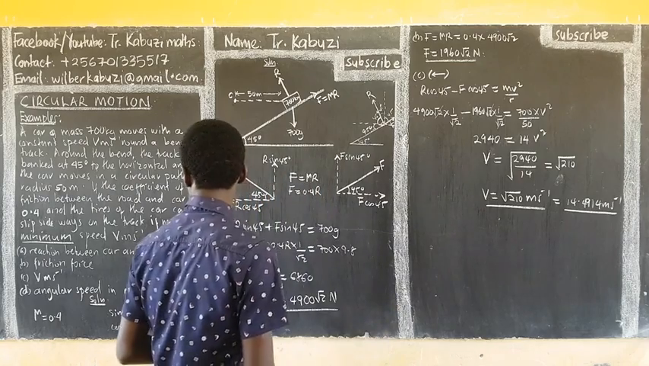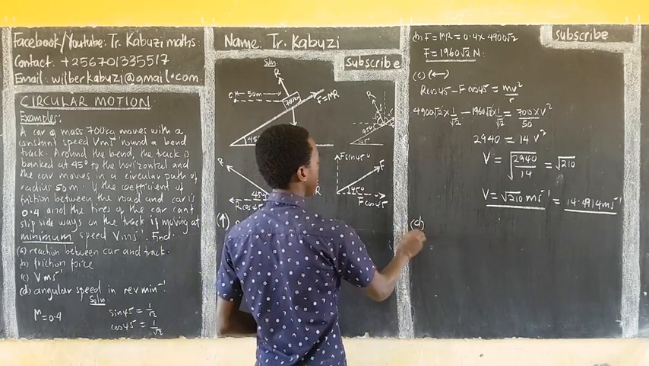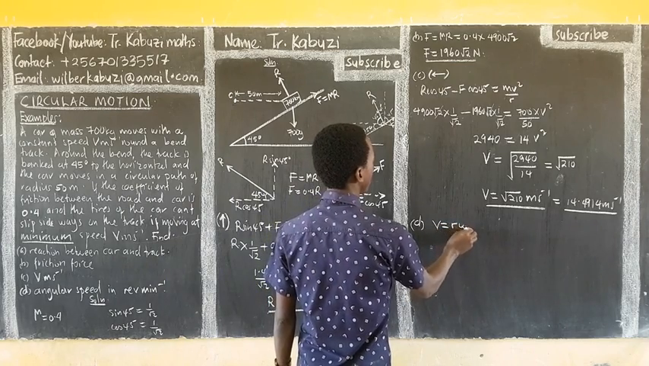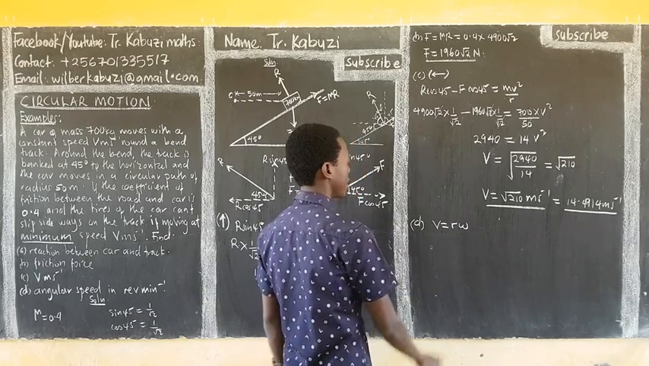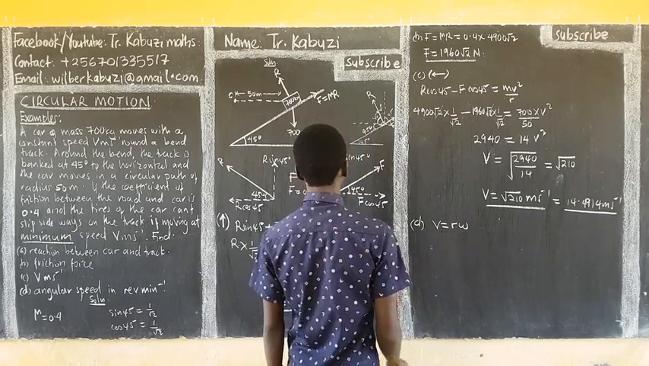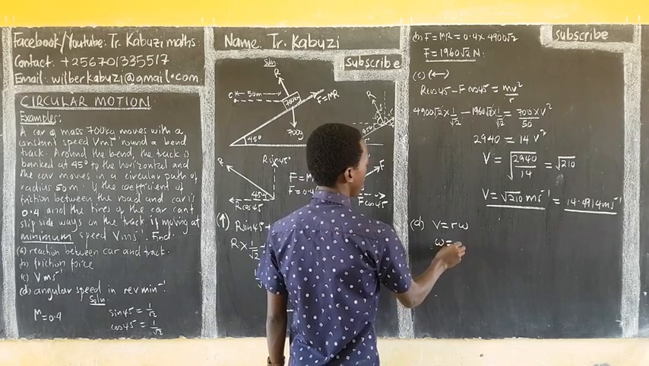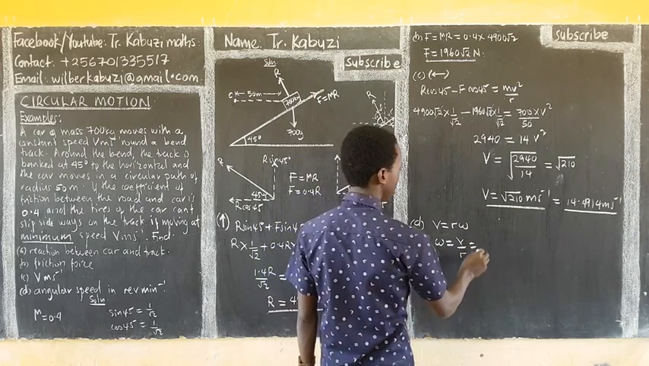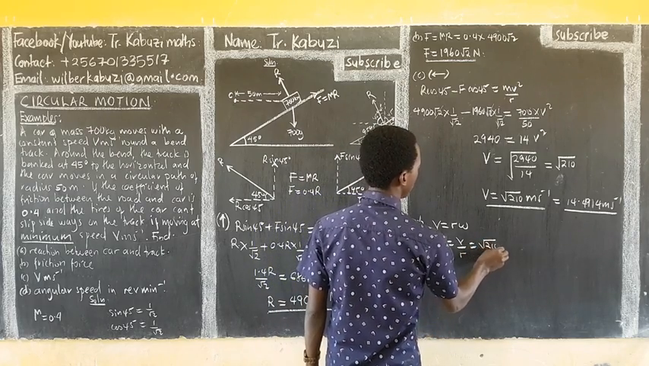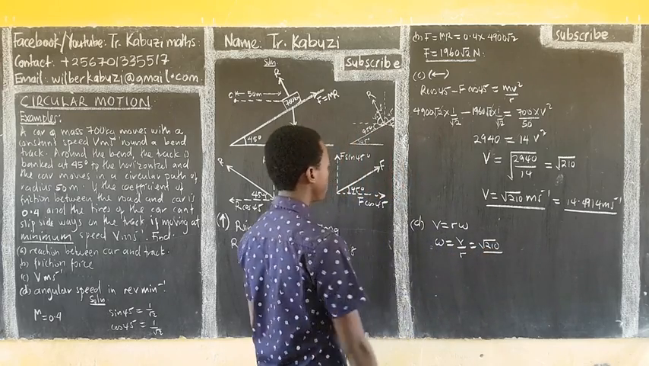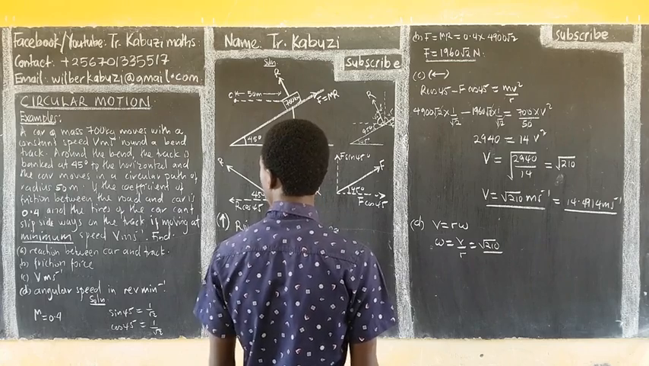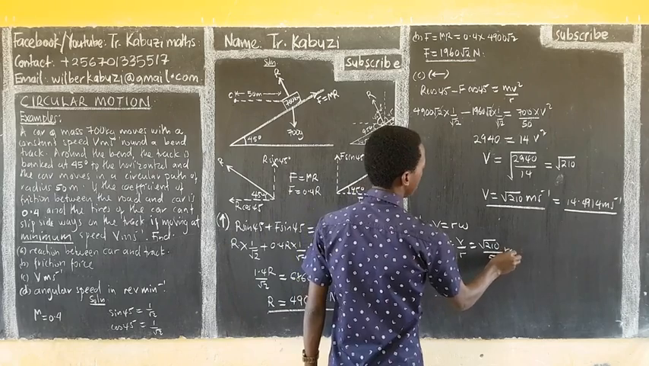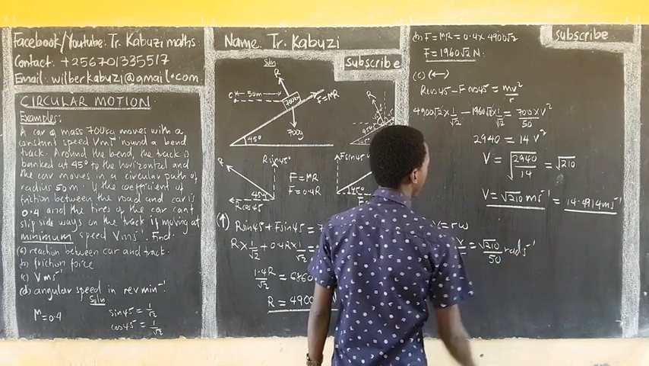Okay, but they want us to get the angular speed. You know that our v is equal to a radius times the angular velocity. So if you want the angular speed, omega is going to be v over r. So our v, which is root 210, over our radius. What's our radius? Our radius was 50. Now this is in rad per second.